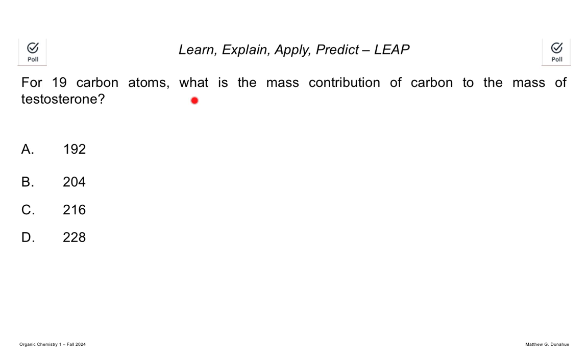And the parent is 288. That's the total of everything. So how much of that is carbon? So 19 carbon atoms times 12 for the atomic mass. So 19 times 12.